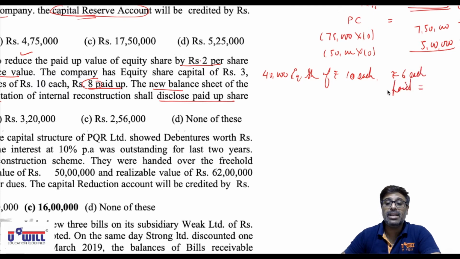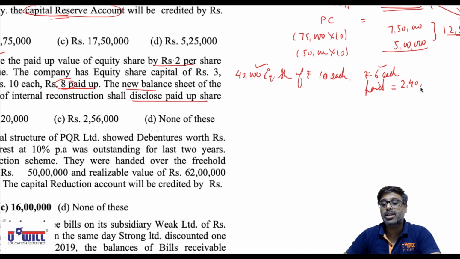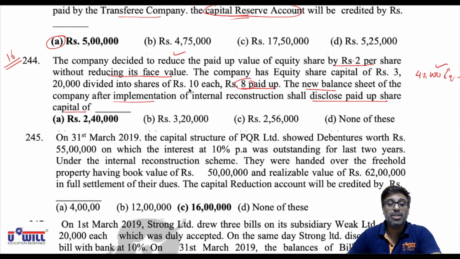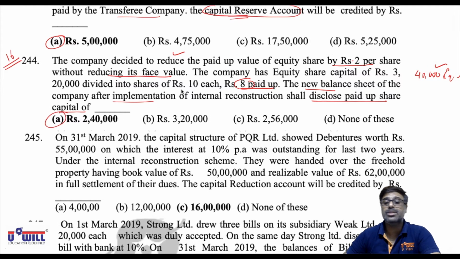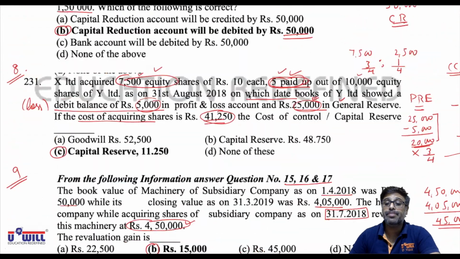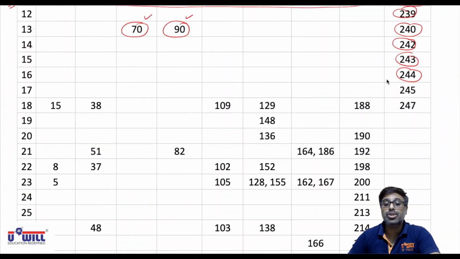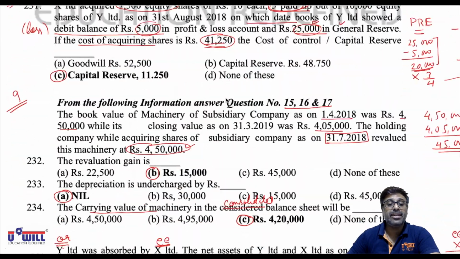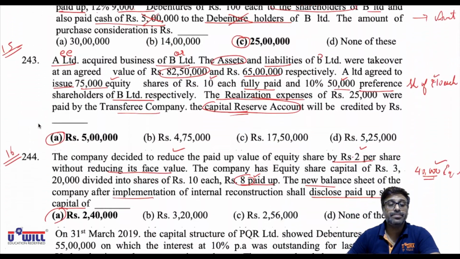What value will come in the balance sheet? 40,000 into 6, 2,40,000. In the balance sheet, what will come is 2,40,000. Out of 8 paid up, 2 rupees will be reduced, so paid up value will become 6 rupees. There are 40,000 equity shares right now, so 40,000 into 6, 2,40,000 will appear in the new balance sheet. There are again no similar questions to 244. So now 245, the 17th question, we are solving.